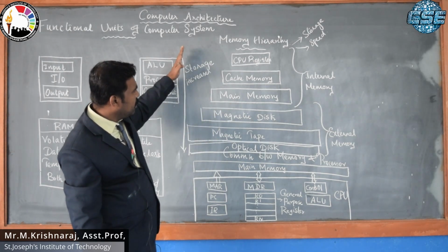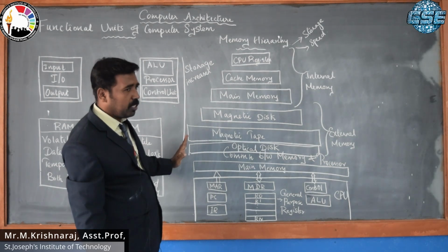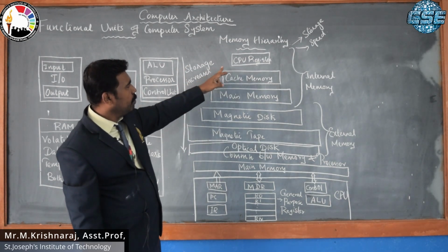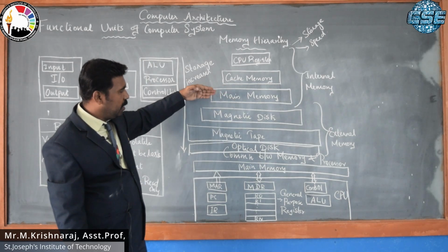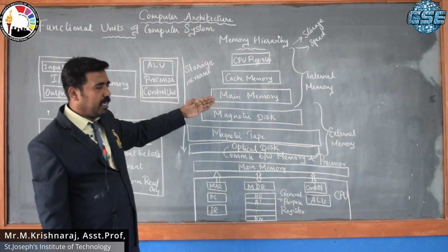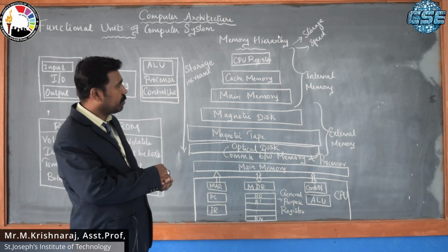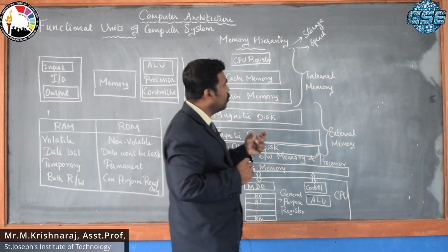Okay, so storage size increases from top to bottom. CPU registers are the least, then cache memory, then main memory, then magnetic, then magnetic tape, optical, and likewise it goes on. Next parameter I am going to talk about is speed.